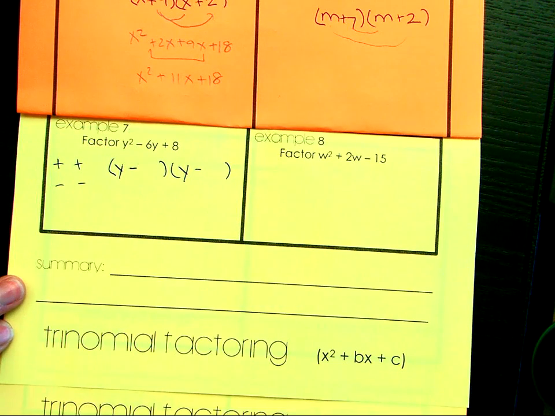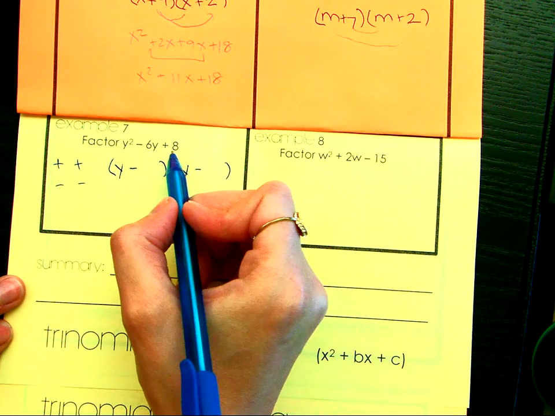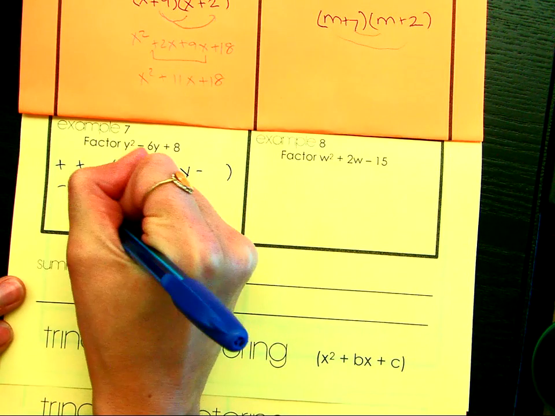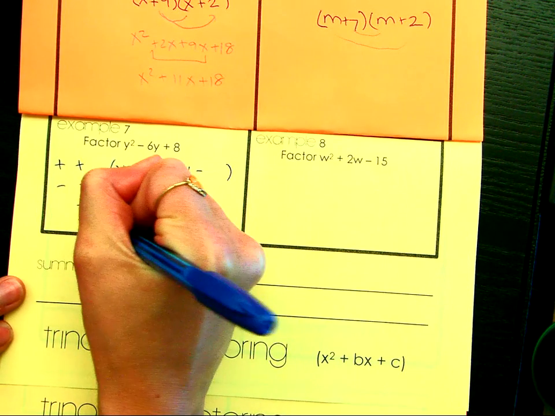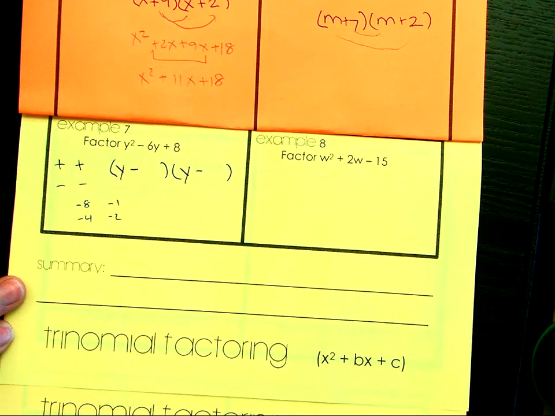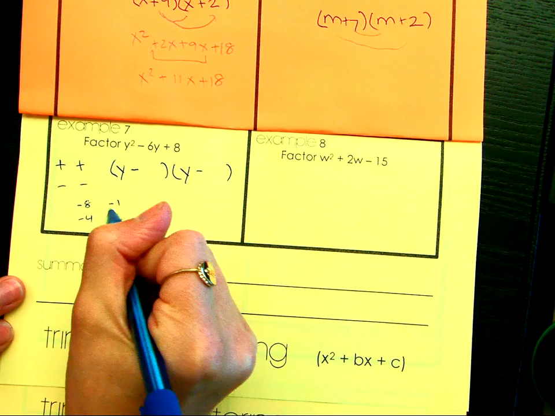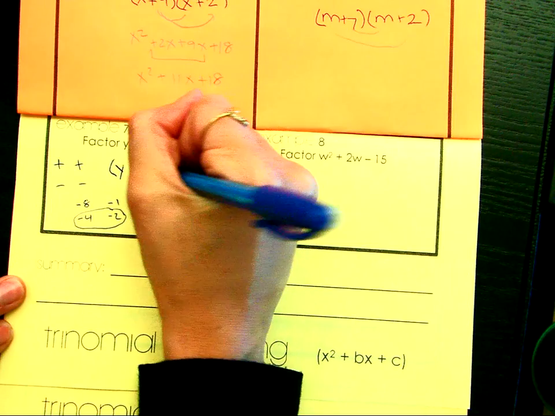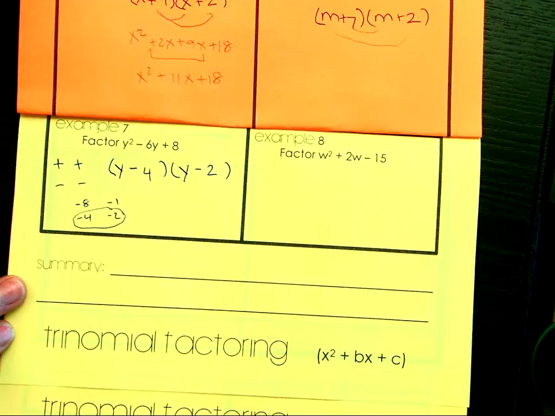And I think about what I can multiply to give me positive 8. So it could be negative 8 times negative 1, negative 4 times negative 2. I start listing the factors, and I see that negative 4 and negative 2 will combine to give me that negative 6. So I am done factoring.